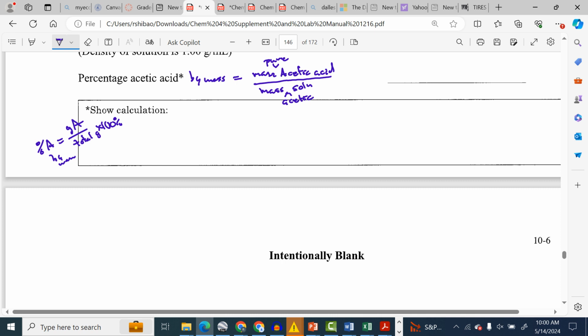So if this were 100% acetic acid, so if for every 100 grams total, I had 100 grams of pure acetic acid, then it'd be 100% acetic acid. Right? But vinegar solutions are typically around 5%.